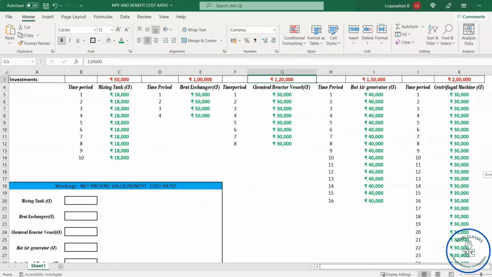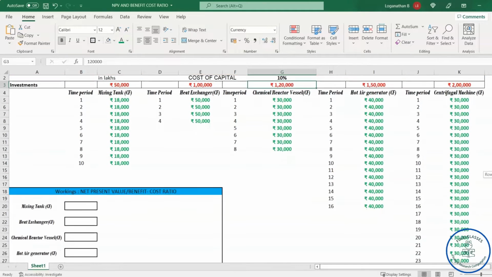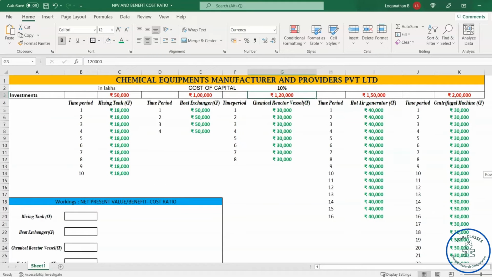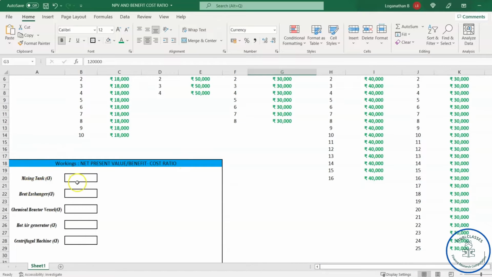So we have to give the decision. Decision making will be done by the board of directors, but as an analyst we have to calculate the NPV and give the report to them, showing which could be the better way of putting their money into and starting the manufacturing of chemical equipments. So now we'll be working with the results. The mixing tank, heat exchanger, chemical reactor vessel, hot air generator, centrifugal machine. We'll first calculate the NPV, then the cost benefit ratio.